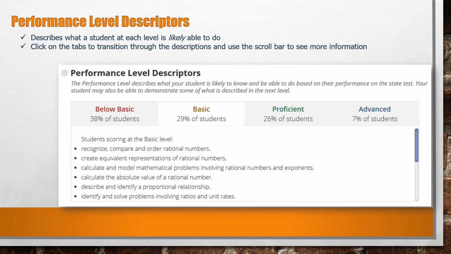The performance level descriptors describe what a student at each level is likely able to do. Click on the tabs to transition through the descriptions and use the scroll bar to see more information.